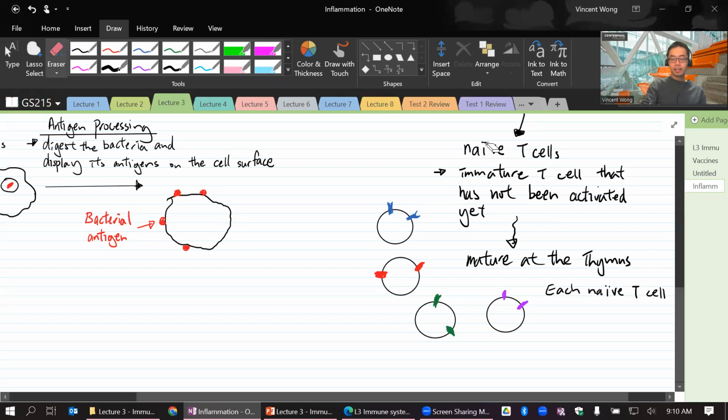Oh, and again, for those of you who are wondering, the "naïve", the ï is like, I think, French or something. That's why there are 2 dots on it instead of 1, okay? But you can just spell it with 1, doesn't really matter.